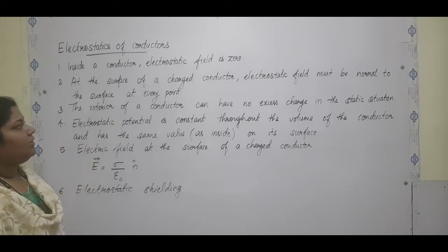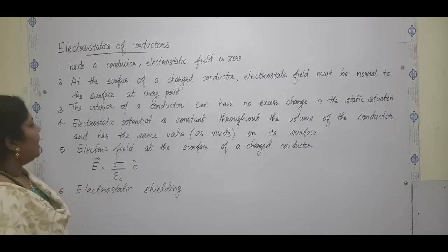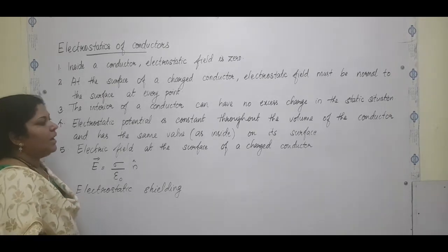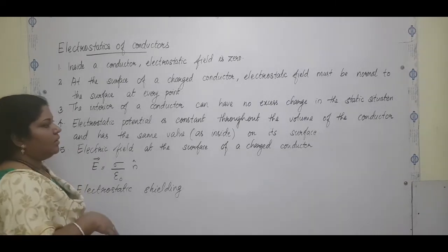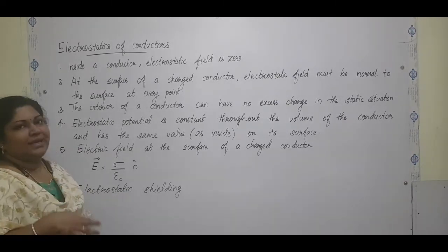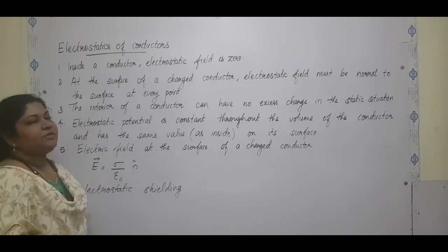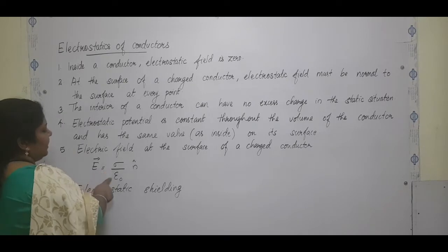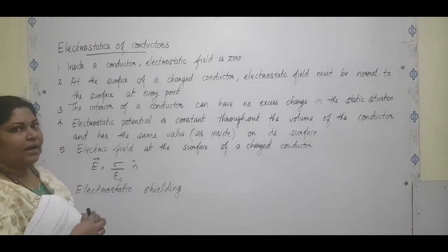And the interior of a conductor can have no excess charge in the static situation. And electrostatic potential should be constant throughout the volume, and it will have the same value as what is inside. And the electric field at the surface of a charged conductor is given by E is equal to sigma by epsilon 0 into n. This came from the spherical shell derivation.